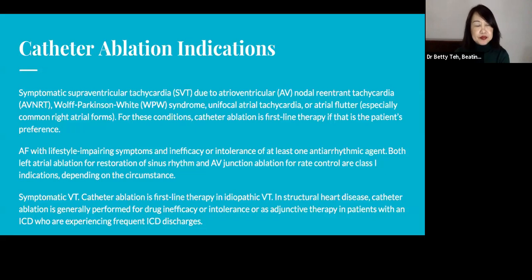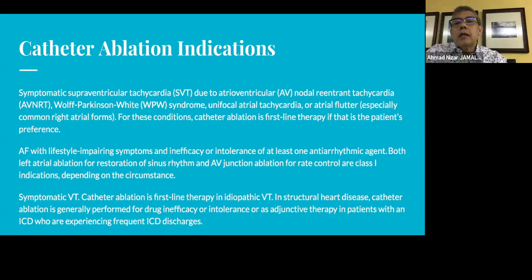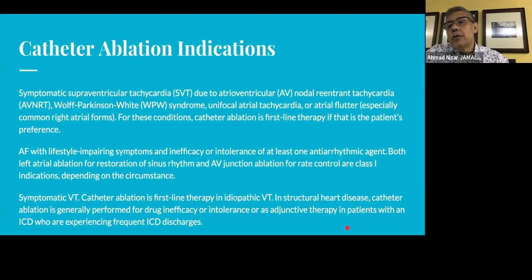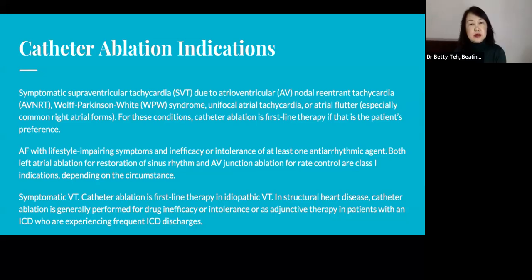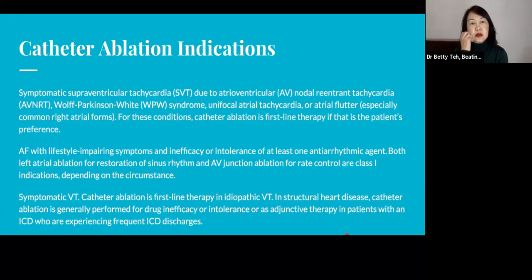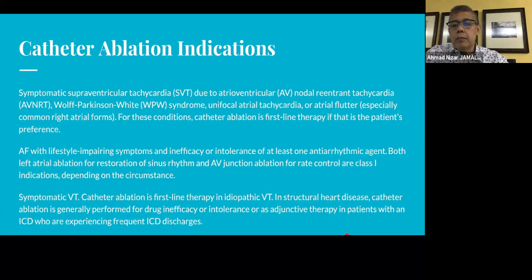Because it's a cure. Now, atrial fibrillation with lifestyle-impairing symptoms and inefficacy of drugs, or intolerance to antiarrhythmic drug agents, are also an indication. So both left atrial ablation for restoration of sinus rhythm and AV junction ablation for rate control can be done by catheter ablation. Sometimes in symptomatic VT, catheter ablation is first line in idiopathic VT. But in structural heart disease, it is an adjunct to drugs and ICD implantation. ICD is the mainstay of treatment there.